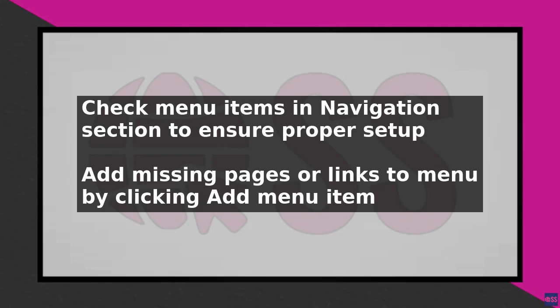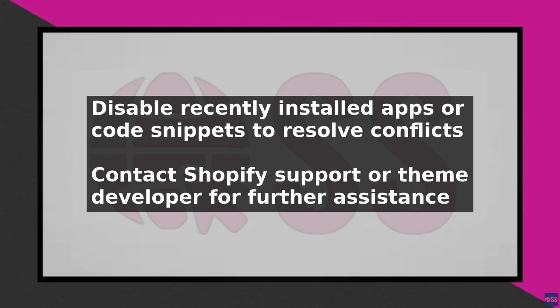Another common cause of the navigation not showing is a conflicting app or code snippet. Try disabling any recently installed apps or code snippets to see if they are causing the issue. You can disable apps by going to the Apps section in your Shopify admin panel and clicking the Disable button next to the app you want to disable.